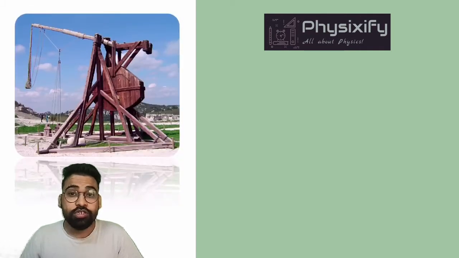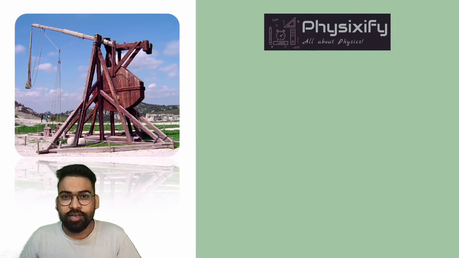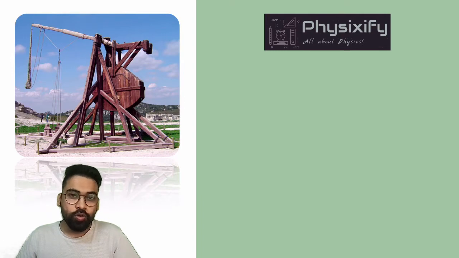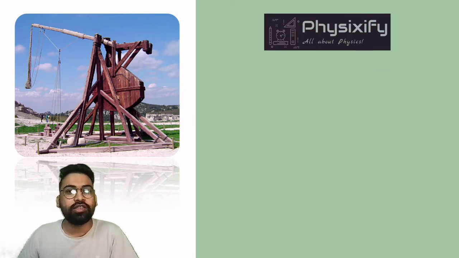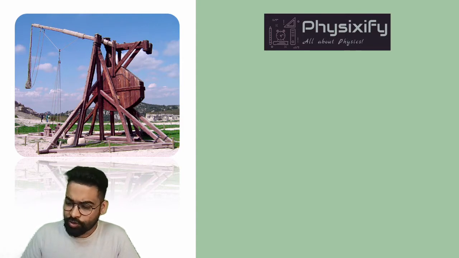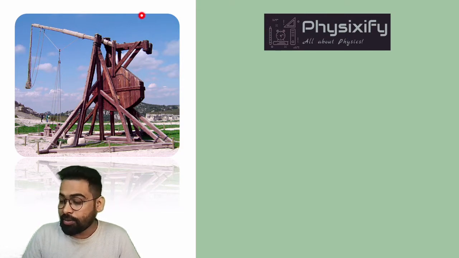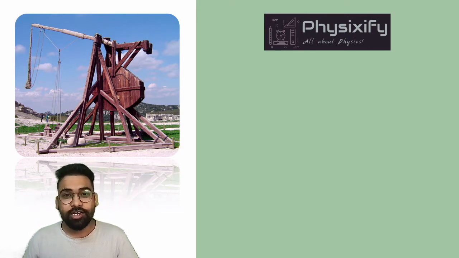Today we are going to talk about a very special topic called potential energy. Now, if you see what exactly this thing is, this is what we call a trebuchet. What is it used for? It is used to throw an object from one place over to this side, something like this. It requires a lot of potential energy to be converted and given to this object, so that it gets all the kinetic energy possible.